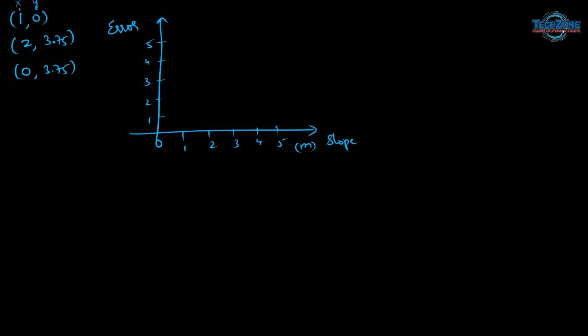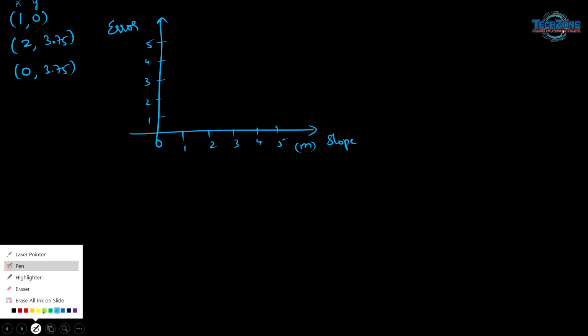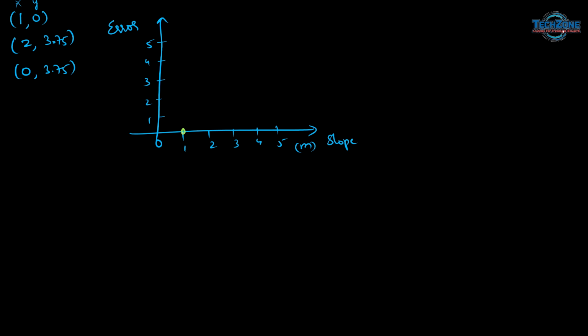When slope is 1, I'll just change the color. When slope is 1, what is the error function? It is 0. So 0 will be here, this point. When slope is 2, it is 3.75. So 3.75 will be here and 2 will be here. When slope is 0, that means 3.75 here again. So if you join this, we'll have a graph which looks like this.